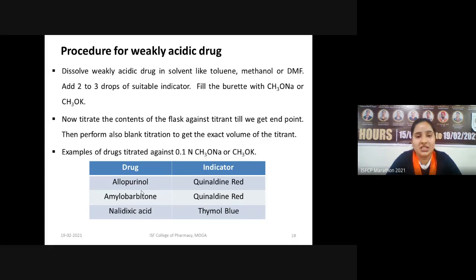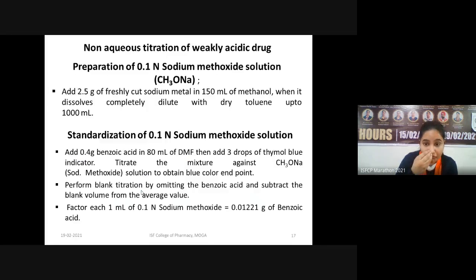acidic drug. These are a few examples of the drugs which can be estimated by non-aqueous titrations, by alkalimetric titrations, and these are the various names of the indicators used. Here we can see that we have first dissolved the drug in the solvent, added the indicator, and we will titrate it with the sodium methoxide solution which we have prepared and standardized by reacting it with benzoic acid.